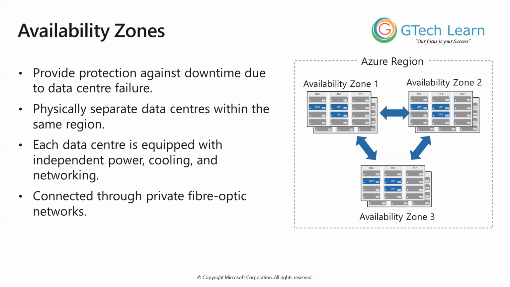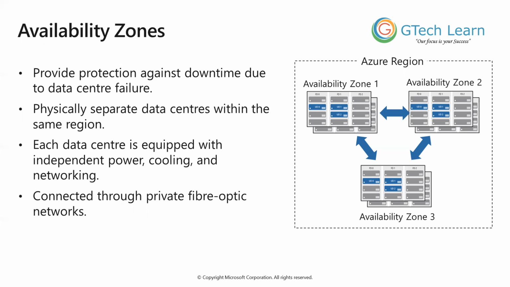Azure provides us the feature of availability zones to provide protection against downtime due to any type of data center failure, whether it is power outage based, natural disaster based, or whatever reason it is. It ensures that your services and data are redundant, so you can protect your information in case of any type of failure. So it is basically providing the feature of redundancy which we just talked about.